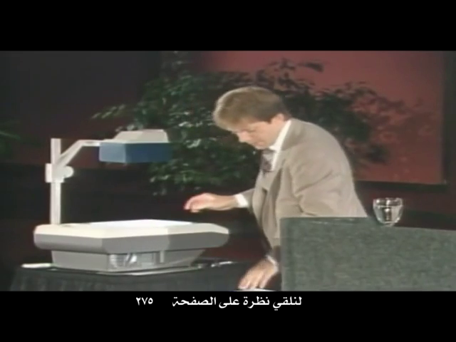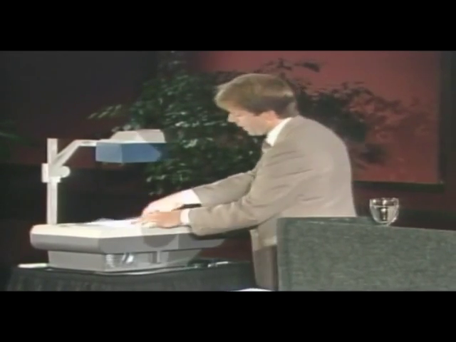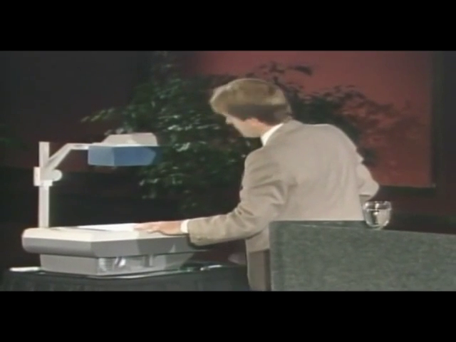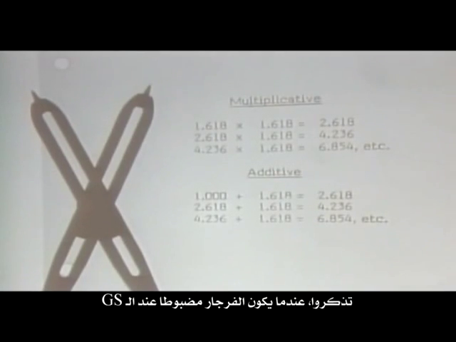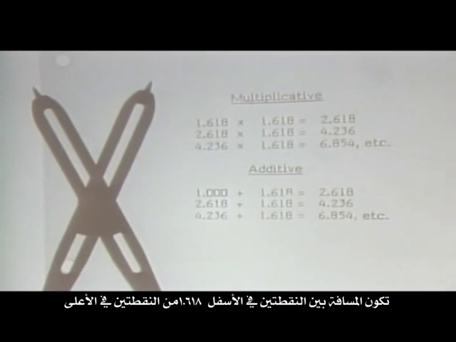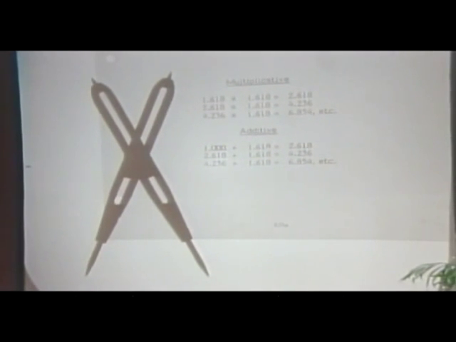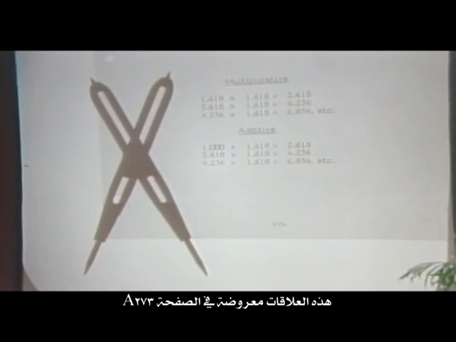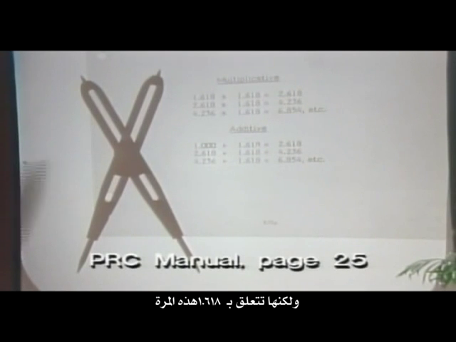Let's take a look at page 275. First, let's go back and take a look at 273a. At the bottom of the page, remember, with the compass set at GS, the distance between the 2 points at the bottom is 1.618 times the distance between the 2 points at the top. These relationships that are shown on page 273a apply as far as 1.618 is concerned.